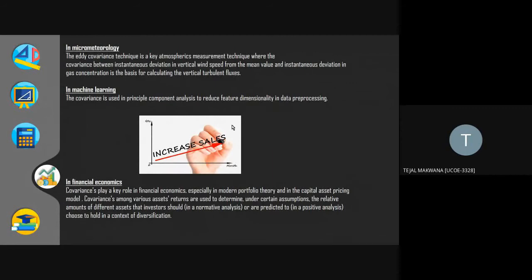By understanding this in a graph, sales is in the x direction and rates, that is the price of the share, is in the y direction. So if the sales of the company increases, the rates of the share also increase. So this shows the positive covariance.